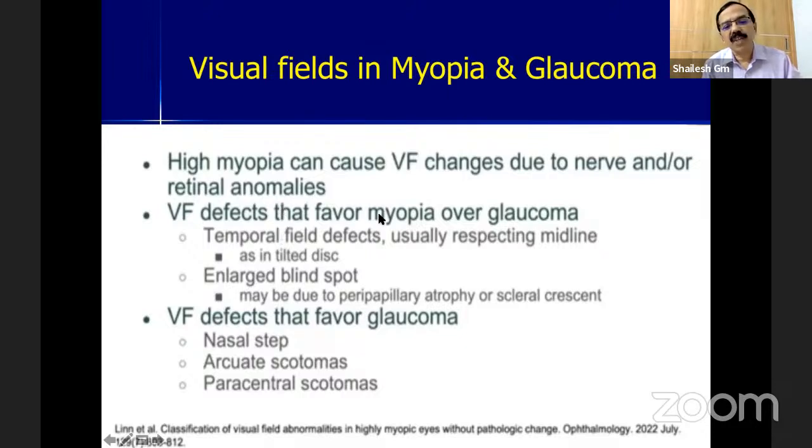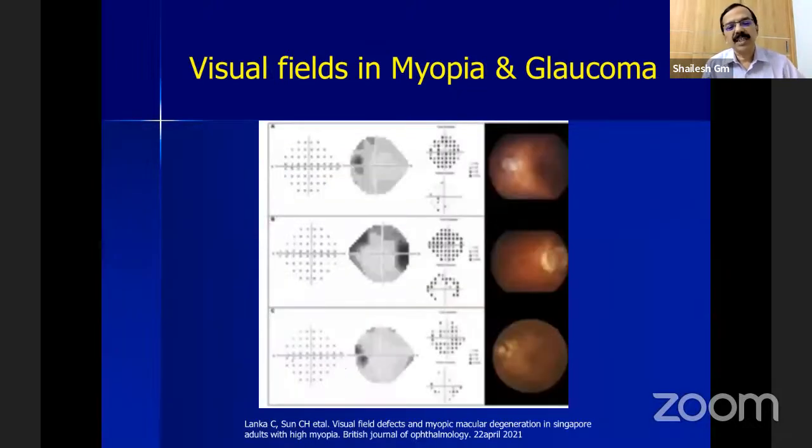Visual field defects that favor myopia only over glaucoma are temporal field defects, usually respecting the midline, as it is a tilted disc. Then there are enlarged blind spots. But visual field defects that favor glaucoma are typically a nasal step, arcuate scotomas, and paracentral scotomas. So we have to decipher these two things clearly.